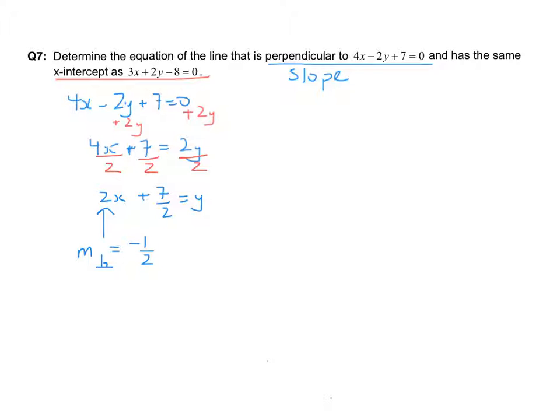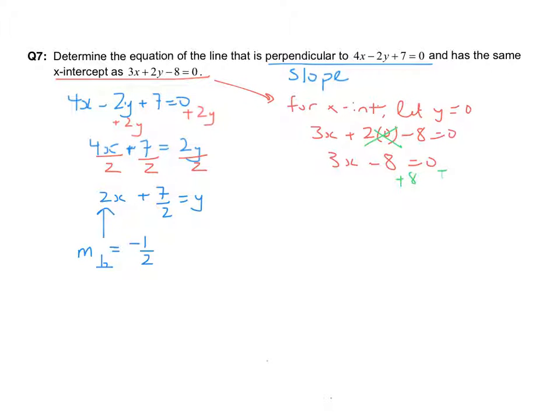And then I need the same x-intercept as this other line. So for the x-intercept, I'm going to work over here. We let y equal 0. So I'm going to sub 0 in for my y. So 2 times 0 makes that really just become a 0 there. So that part really just kind of goes away. And I have a 3x minus 8 equals 0. I'm going to add 8 to both sides.